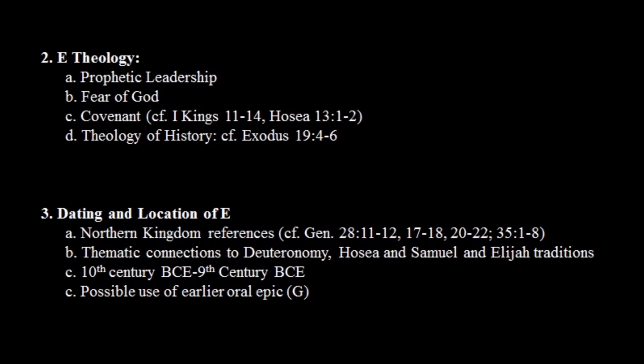There seem to be also thematic connections to Deuteronomy, which, again, some people feel is a kind of outgrowth of E. So when you look at the prophet Hosea, the stories of Samuel and the Elijah traditions, it's very much a northern kind of thing. And so people feel that the origin of E is the local traditions and stories of the patriarchs and everything else from the north, the northern tribes.